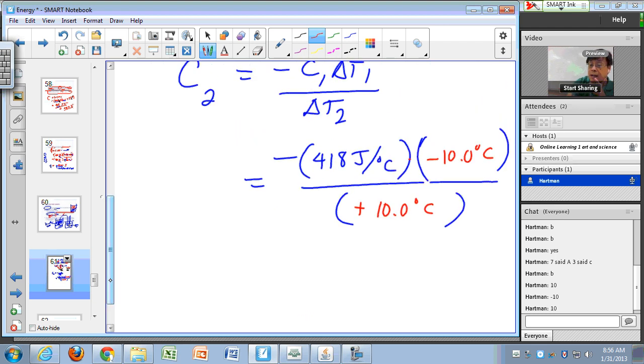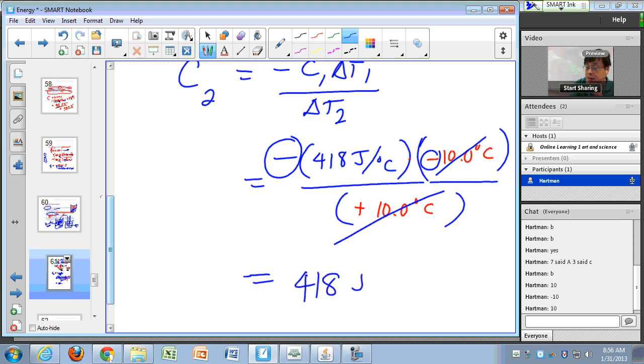So if we did that, 418 times negative 10 divided by positive 10, and there's a negative over here in front. Negative of a negative is a positive number. So this whole thing is positive, okay? Your heat capacity should be a positive number. And in fact, the 10 and the 10 will just cancel out. So your answer is going to be positive 418 joules per degree Celsius. Okay, so that's how you determine the heat capacity of the unknown metal.